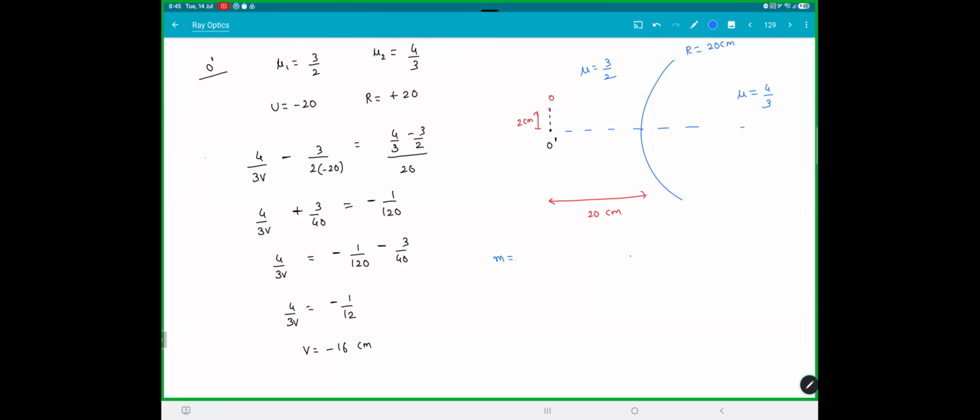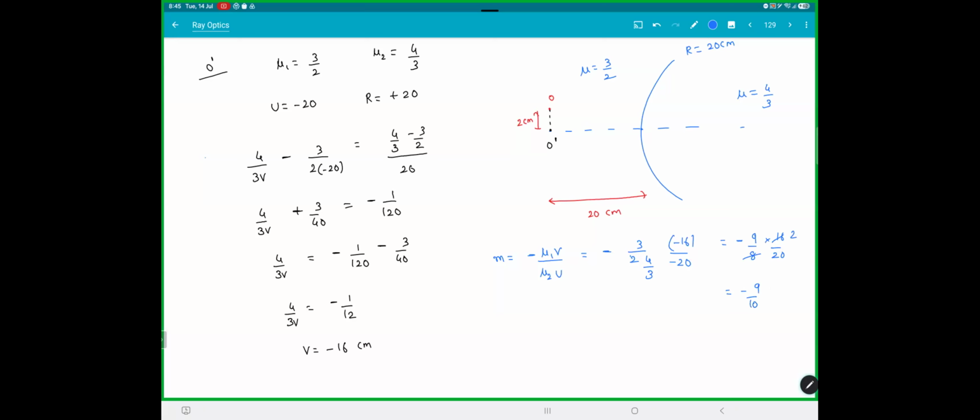And then the magnification formula is minus mu1 v by mu2 into u. So mu1 is 3 by 2, mu2 is 4 by 3, v is minus 16, and u is minus 20. So the 3 will go up. We'll get minus 9 by 8, 16 by 20. This is 8, 2, that is 10. So minus 9 by 10.